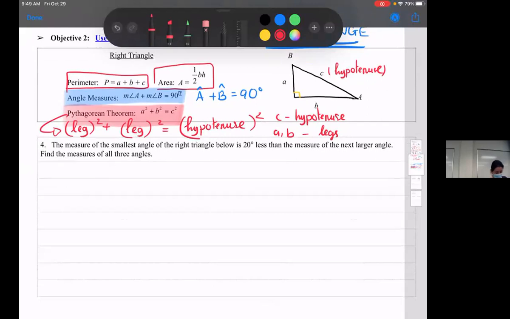All right, number 4, the measure of the smallest angle of a right triangle. You know, before that, I'm going to draw a right triangle because I know I'm dealing with it.